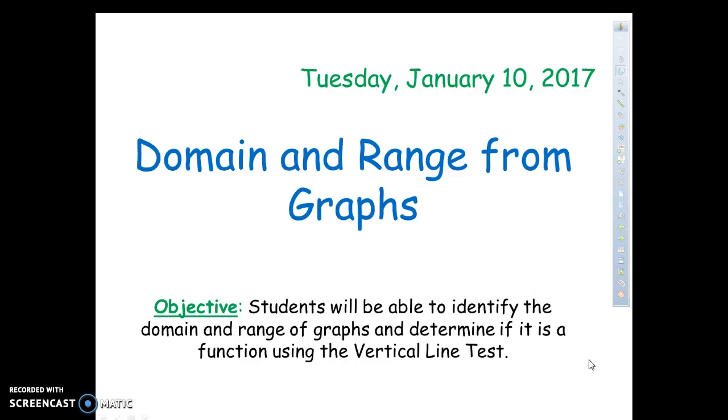Hello, in this video we're going to go ahead and talk about domain and range from graphs and now tie in the idea of a graph or a relation being a function. And how we're going to do this is with the vertical line test. Our objective is students will be able to identify the domain and range of graphs and determine if it is a function using the vertical line test.